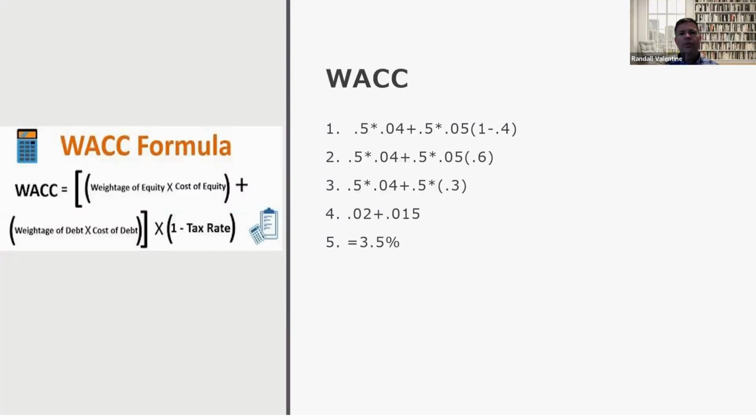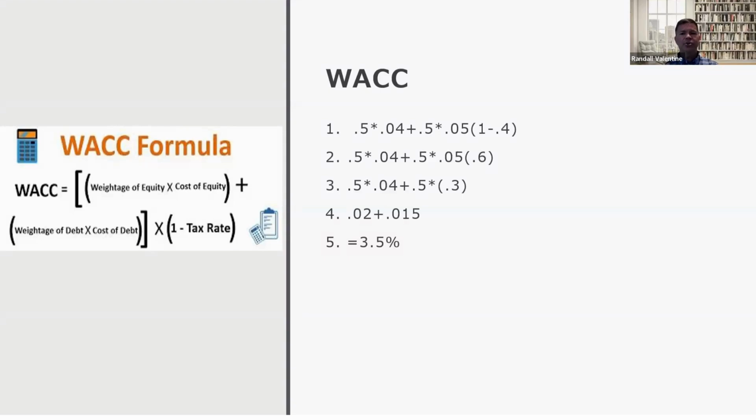So what we're doing is we take the weight of equity, 0.5, times the cost of equity, 0.04. And then we add to that the weight of debt, 0.5, times the cost of debt, 0.05, times 1 minus the tax rate. So in this case, it's 1 minus 0.4.